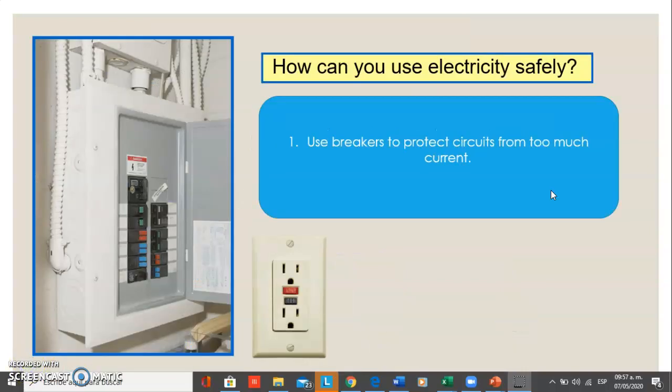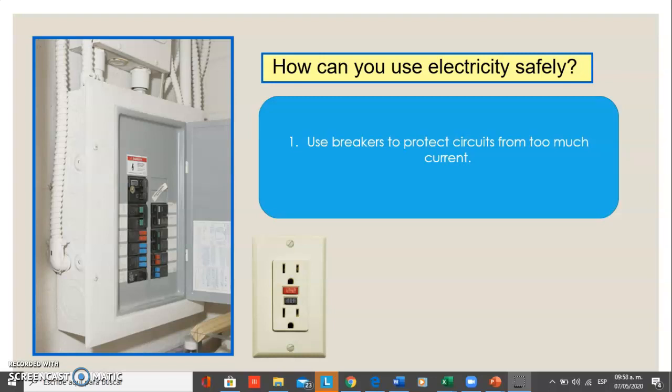The next question is, how can you use electricity safely? Okay, here I wanted to give you some tips about how you can use electricity safely. For example, use breakers. Those are the breakers to protect circuits from too much current. Here you can notice a fuse is a wire that breaks if too much current flows through it. Or a breaker is a switch that opens when it detects too much current. Como una caja de fusibles, as you call that in Spanish, I think.